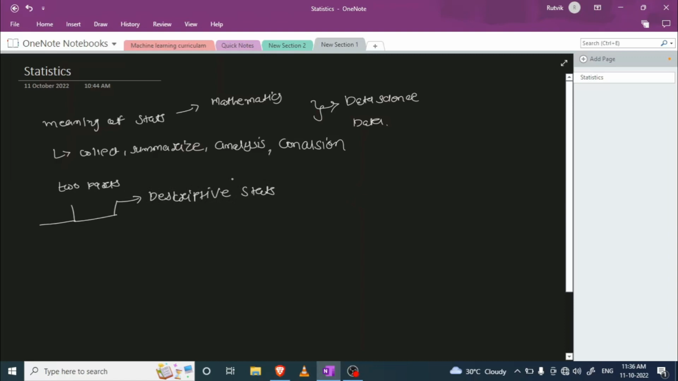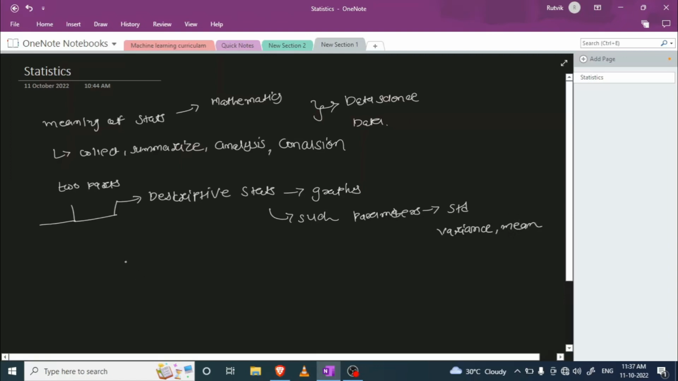In this, we are going to collect, summarize, and analyze data with the help of graphs and such parameters called standard deviation, variance, mean. Another interesting thing about descriptive stats is that it is divided into four parts: first, second, third, and fourth.